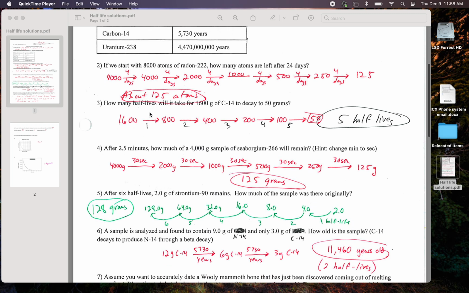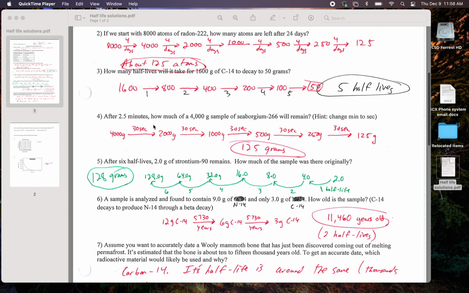So this is now asking how many half-lives it will take for 1,600 grams of carbon-14 to decay to 50 grams. So I'm going to look at 1,600 to 800 to 400 to 200 to 100 to 50. So that's 1, 2, 3, 4, 5 half-lives. Notice again the arrows represent the half-lives.